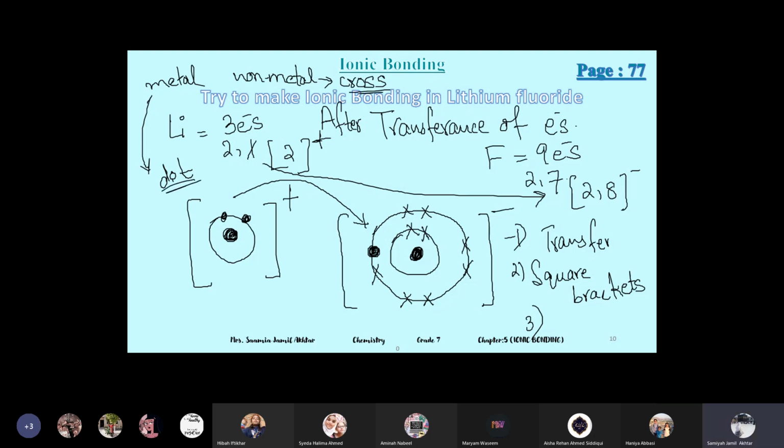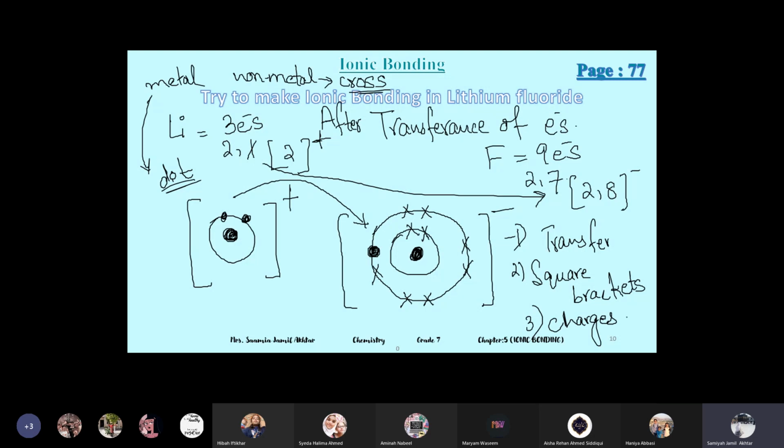Dot and cross, these are electrons, just to show the difference. And number 3, the charges. And you have to draw the diagram after the bonding, meaning after the transferring of electrons.